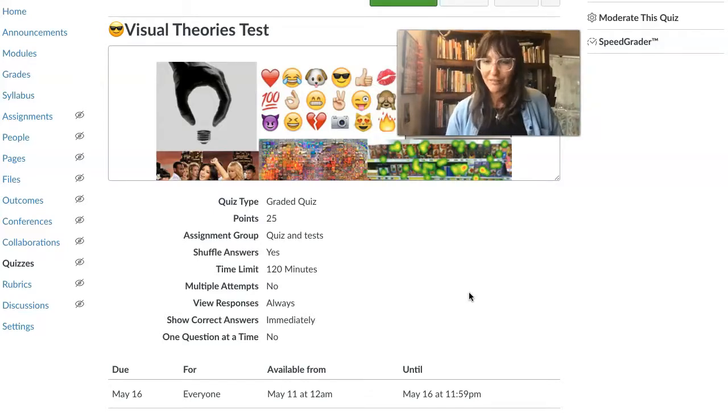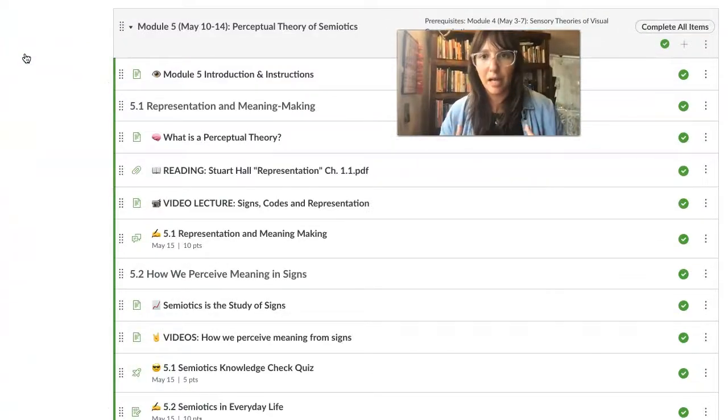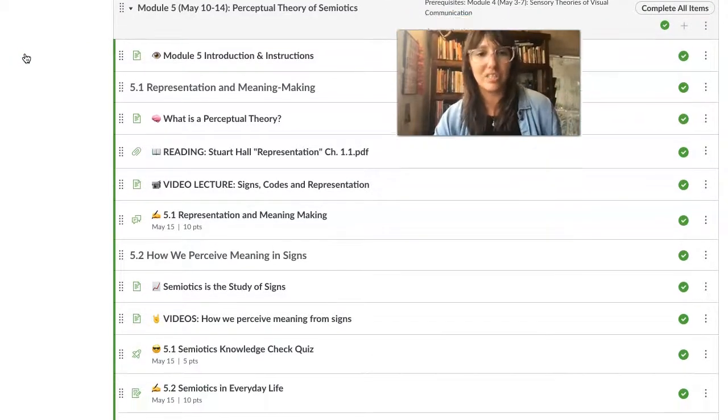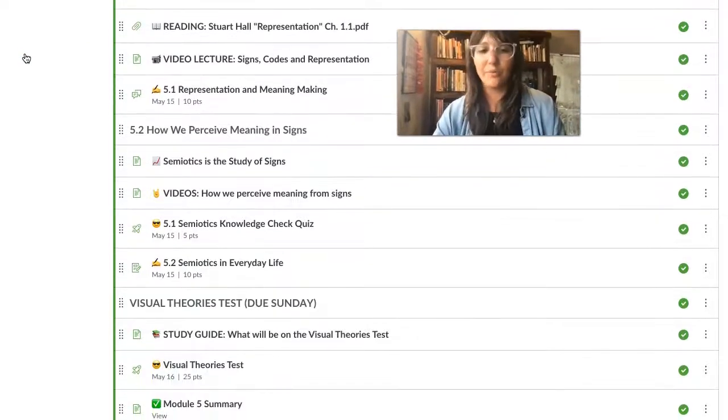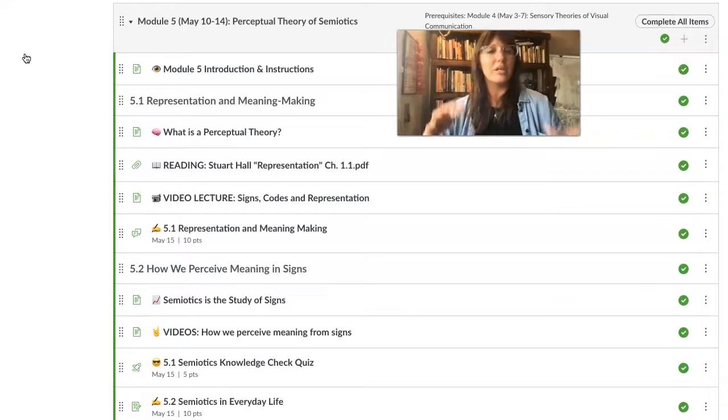Please make sure that you're filling out the short answer questions as well, because they are worth some points. Everything that you need to know is in the last 2 modules and is on that study guide. So please make sure that you're clicking on modules and going through everything so you can see it all right in front of you. When you're done with the visual theories test, you are done with this chunk of the class. So we are done with visual theories, and we will be moving on to applying these visual theories.